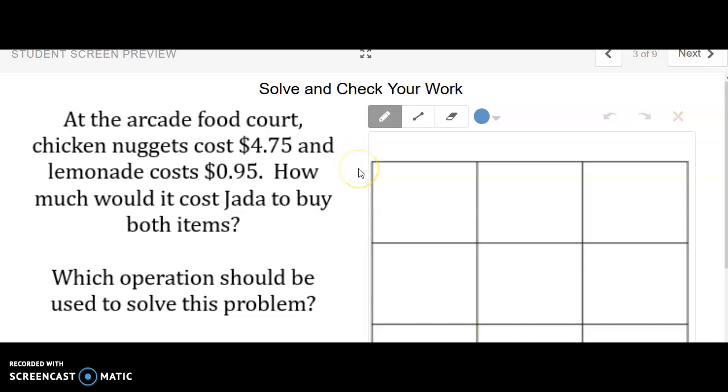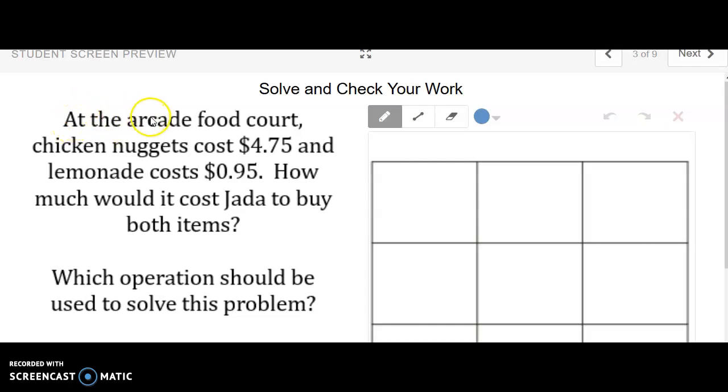And girls, let's take a look at slide number 3. I would like you to have tried to solve this on your own and then check your work with my video. So it says to solve and check your work. Let's read through this problem.